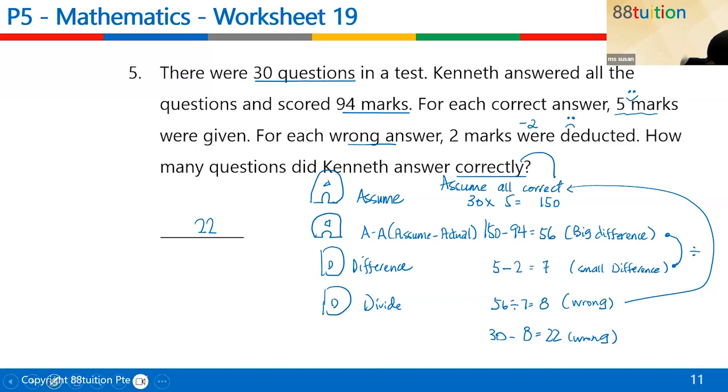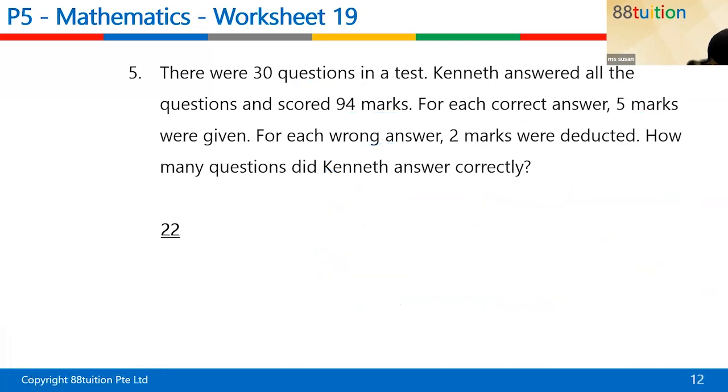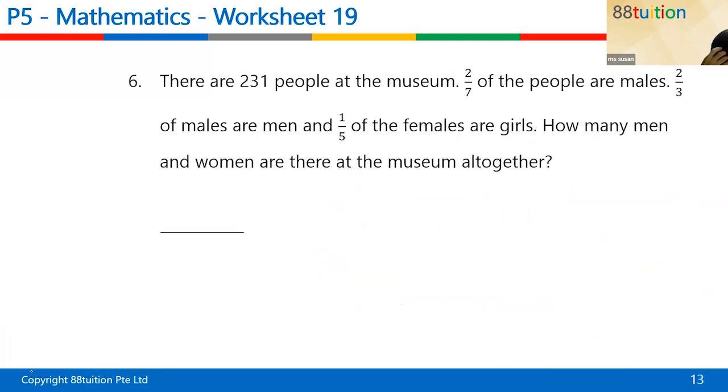Question number 6. Okay, question number 6, we can do it in column. All right, any other people who use model drawing also can. All right, so let's start. This is the total number of people at the museum. All right, and then 7 of them are male. So you can find them easily, right?